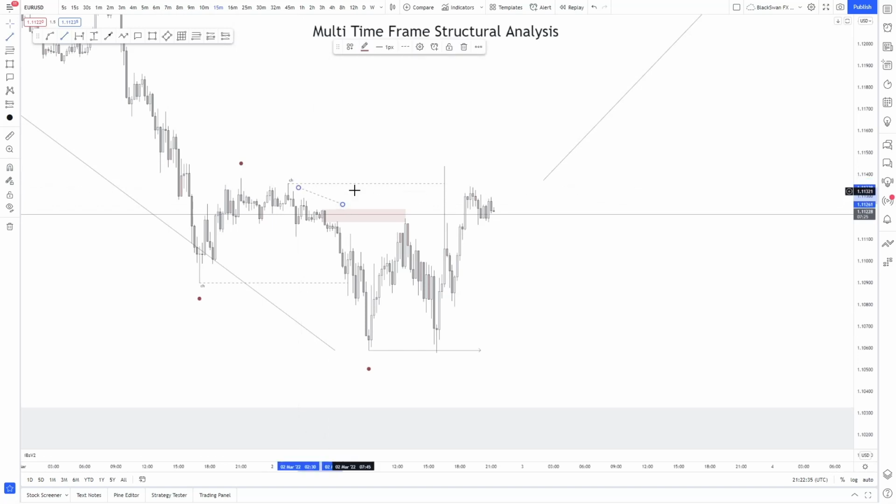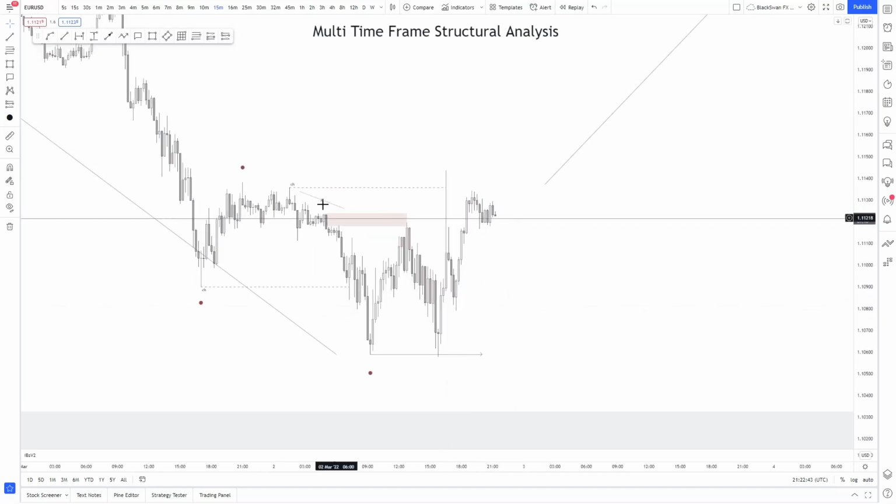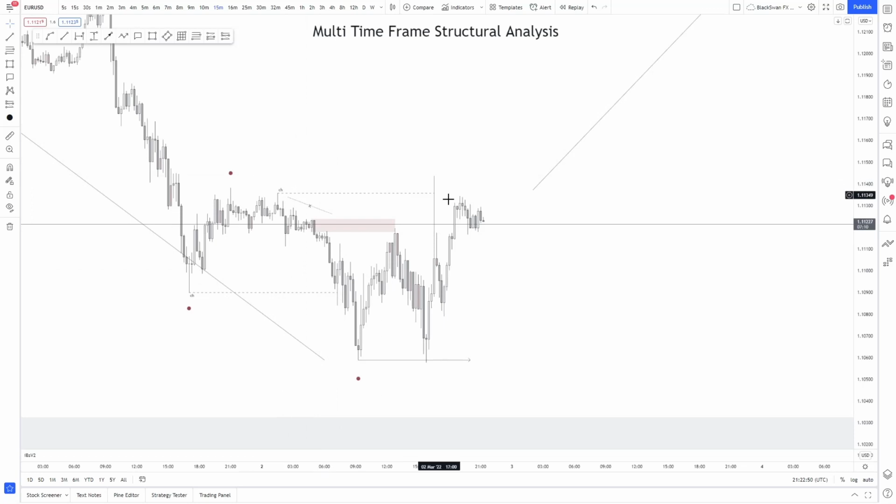Now, if you're confused by the term buy side liquidity, I will be covering liquidity in more depth in part 3 of this series. So that's fine. We see an impulse coming up, taking all the buy side liquidity. We can see we got a 4H change of character.